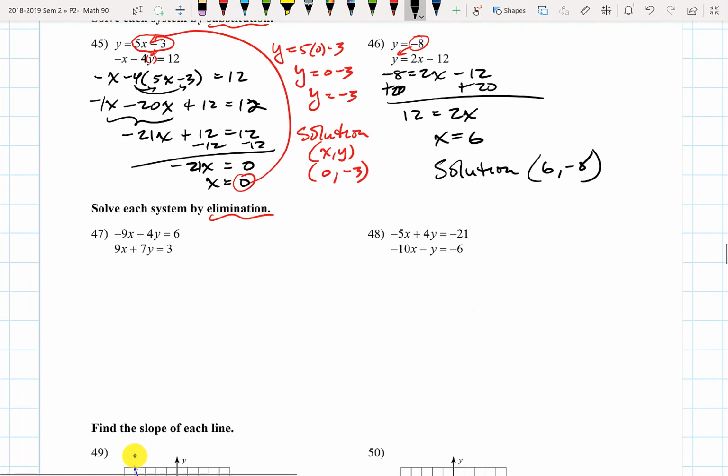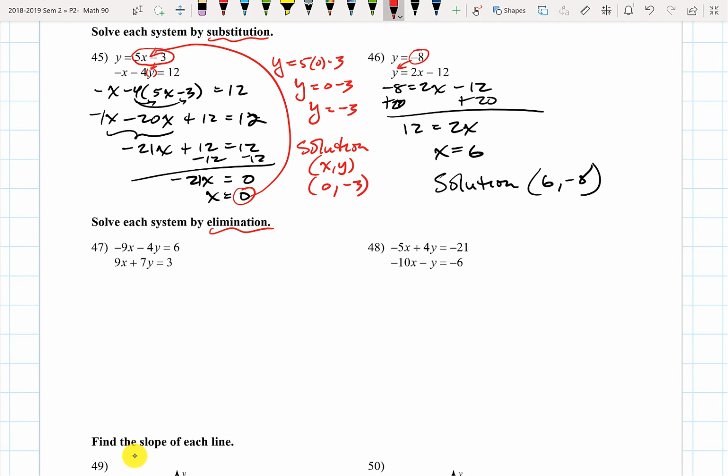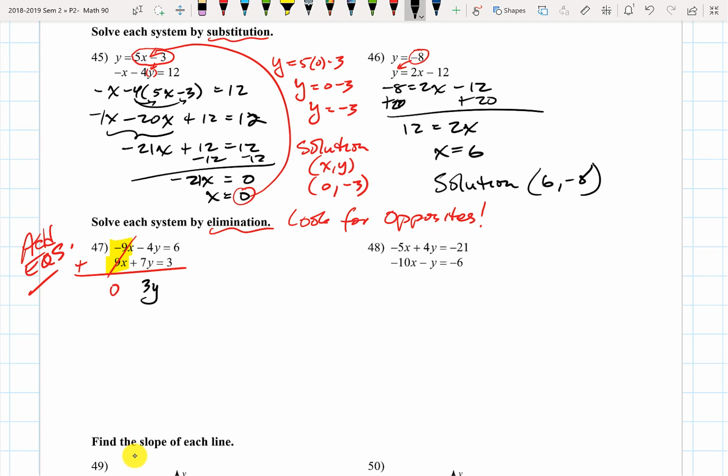Now, elimination method is a little bit different. You want to eliminate a variable. Okay, so you look for opposites. All right, and I see a couple opposites right here. And when you do, you add equations. All right, add equations, so I get 0 here, and I get 7y minus 4y, or 3y, is equal to 9. 3 times 3 is 9, so y is equal to 3.